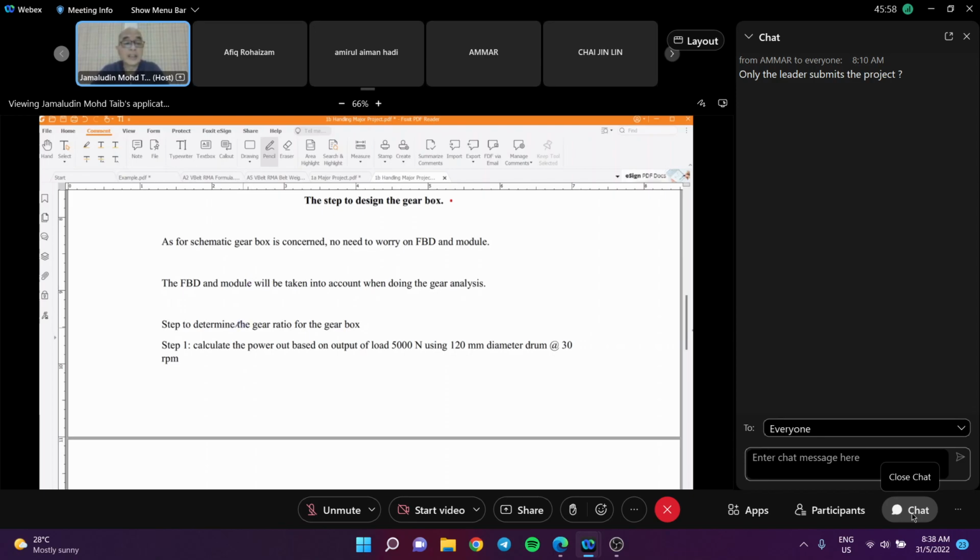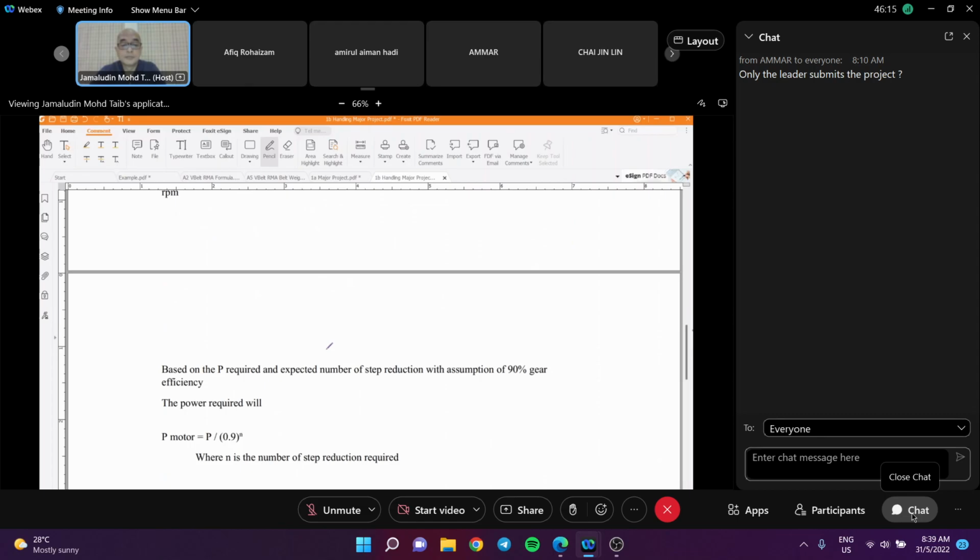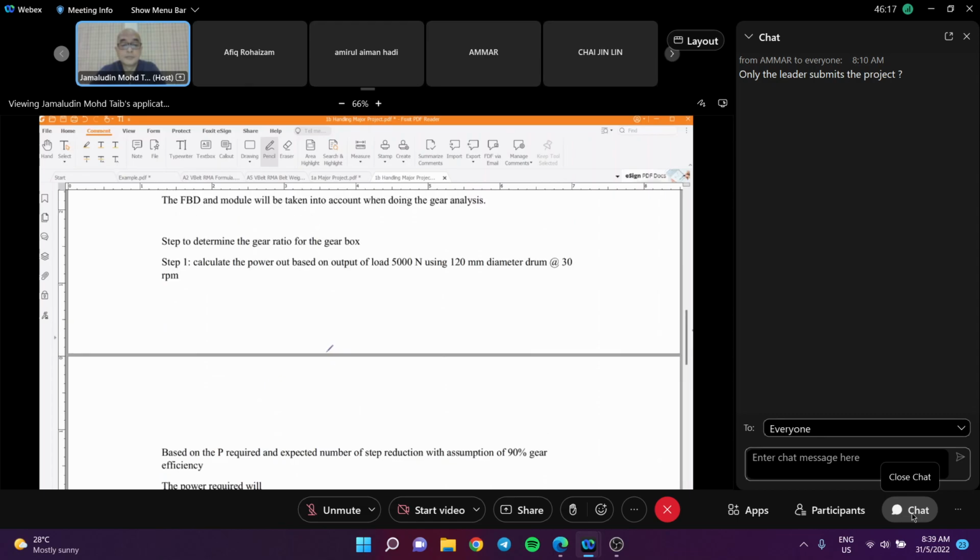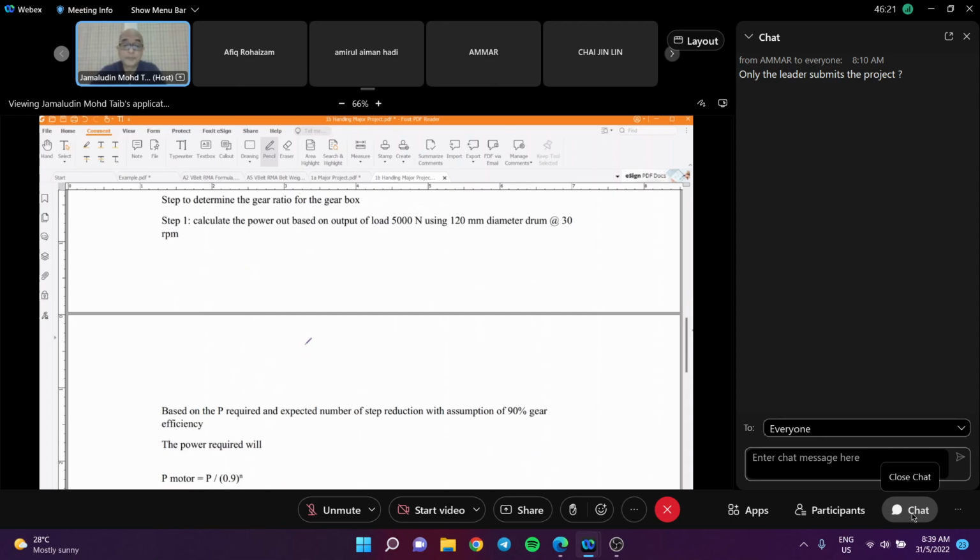Step one is to determine the gear ratio of the gearbox. Calculate the power. Remember, the power is going to be 5 Newton using a 120 millimeter diameter drum at 3 RPM. That will be, I think, 0.942 if not mistaken, watt, kilowatt.